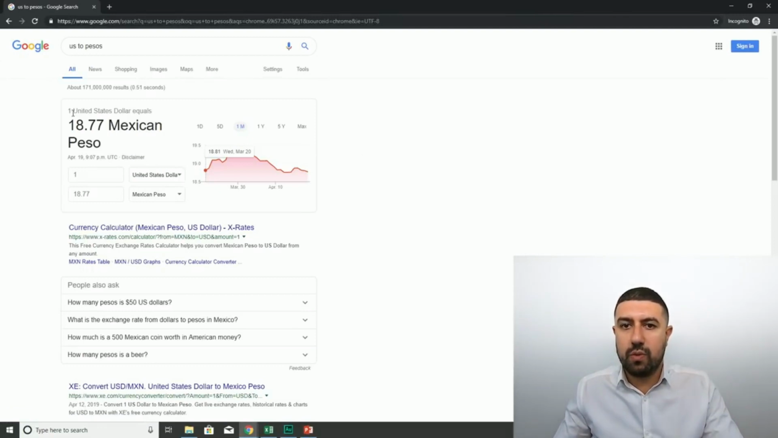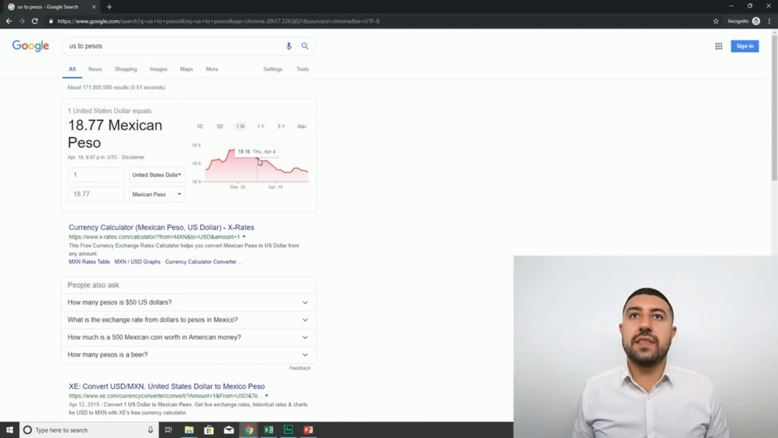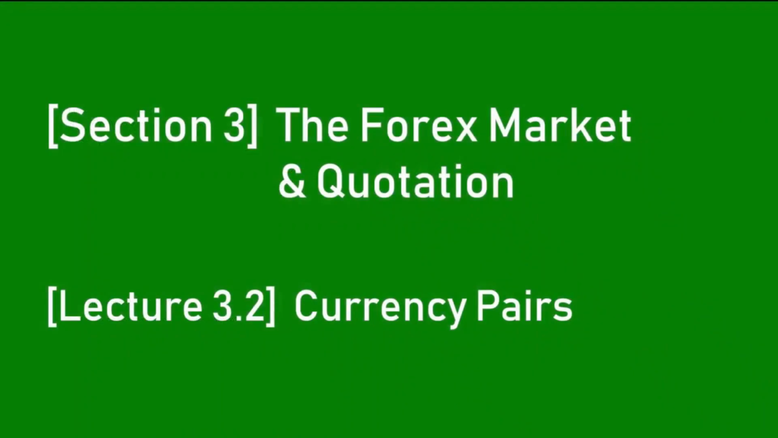And here, $1 is 18.77 Mexican pesos right now. So if you change it right now, it would be for that amount. Now it changes all the time, every minute. It's different, right? But we'll look into that in the next lectures.